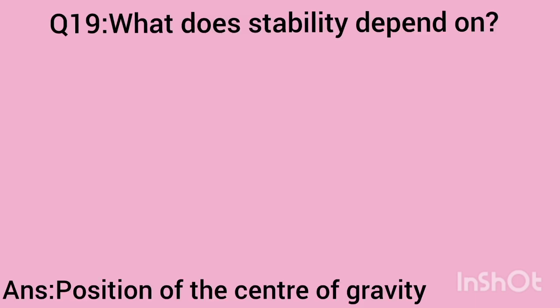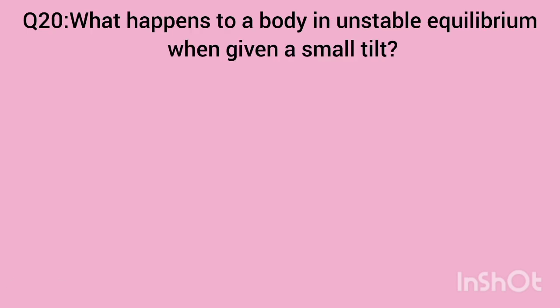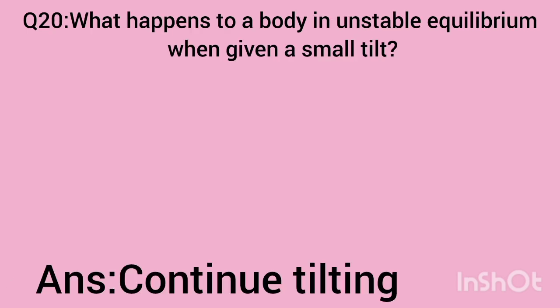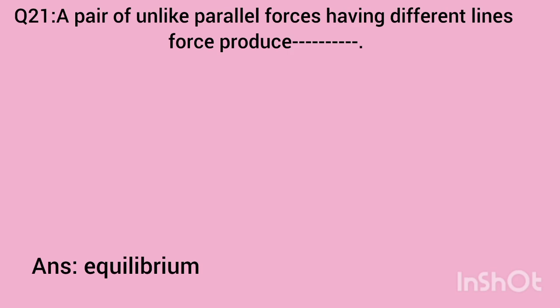Question number 19. What does stability depend on? Answer: Position of the center of gravity. Question number 20. What happens to a body in unstable equilibrium when given a small tilt? Answer: It continues tilting. Question number 21. A pair of unlike parallel forces having different lines of action produces, answer: equilibrium.